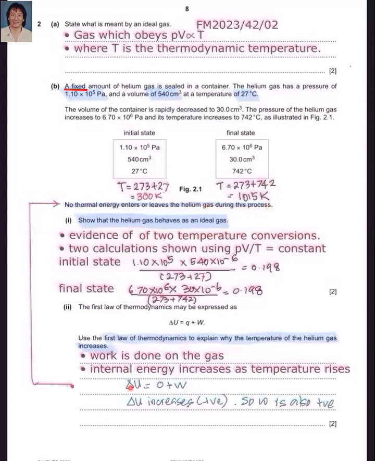So when you apply the first law of thermodynamics, delta U equals Q plus W, your Q is 0 and your W is positive. Therefore, delta U is a positive value. Since your internal energy increases, the temperature also rises. So to get the 2 marks for this question, the first mark is that work is done on the gas. Number 2, internal energy increases, therefore temperature also rises.